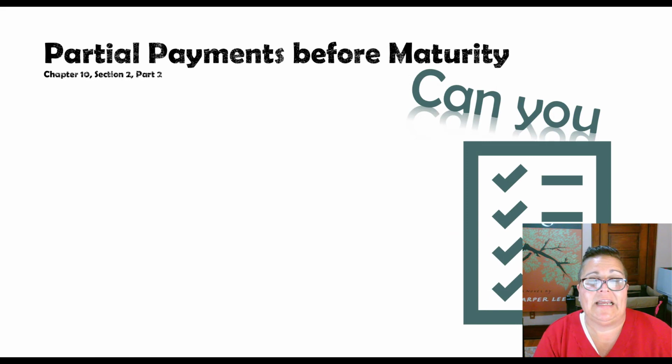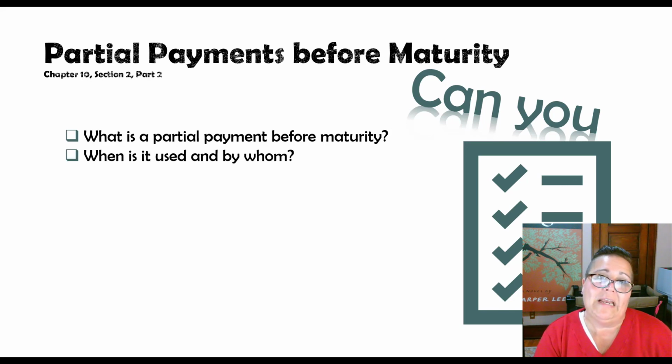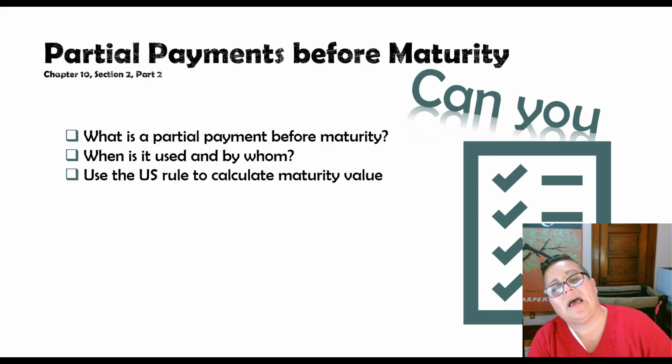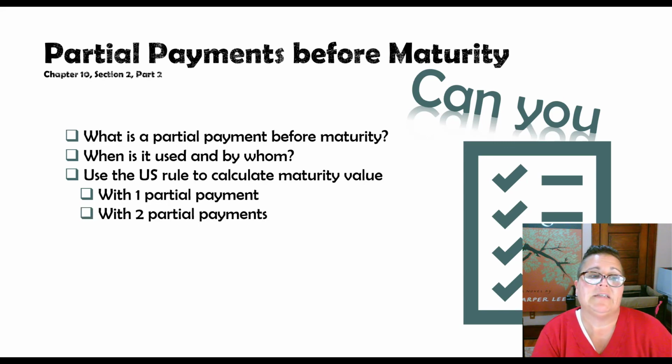That's it for today. It's enough, right? It's enough. What do you mean that's it? It's enough. So what is your partial payment before maturity? Can you explain to somebody else what that is? Do you know when to use it and who might use it? Do you have an idea? Can you use the U.S. rule to calculate the maturity value when someone has one partial payment or two partial payments? Those are our goals. Do you feel fairly confident in them?